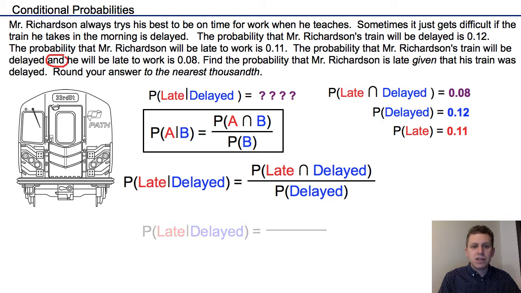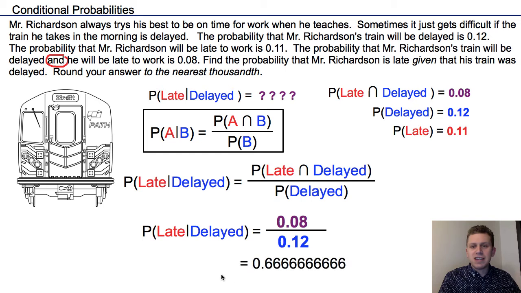So in order to do this, I'm just going to plug that in. In my numerator, I am going to write 0.08. In my denominator, I'm going to write the probability I'm delayed, which is 0.12. And when I divide these here, I'm going to get this decimal.